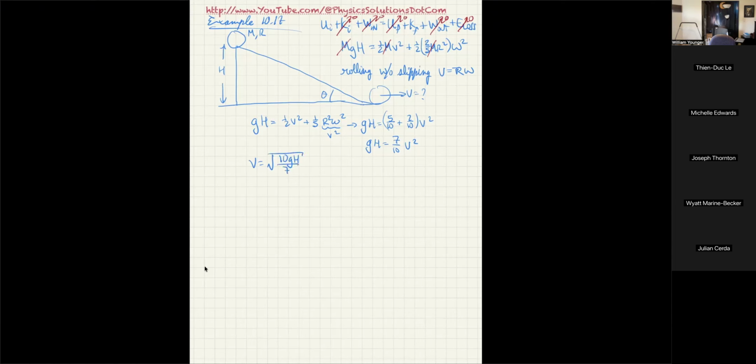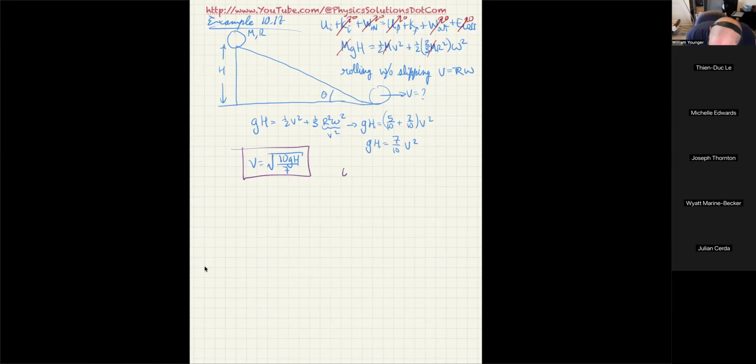You know that would normally be the square root of 2gh, but 10 over 7 is actually a little smaller than 2. So that means as a result of this ball rolling without slipping, it's not going to go down as fast as an object sliding down the incline with no friction, because that velocity would have been the square root of 2gh. So, with that in mind, we now know what the velocity is.